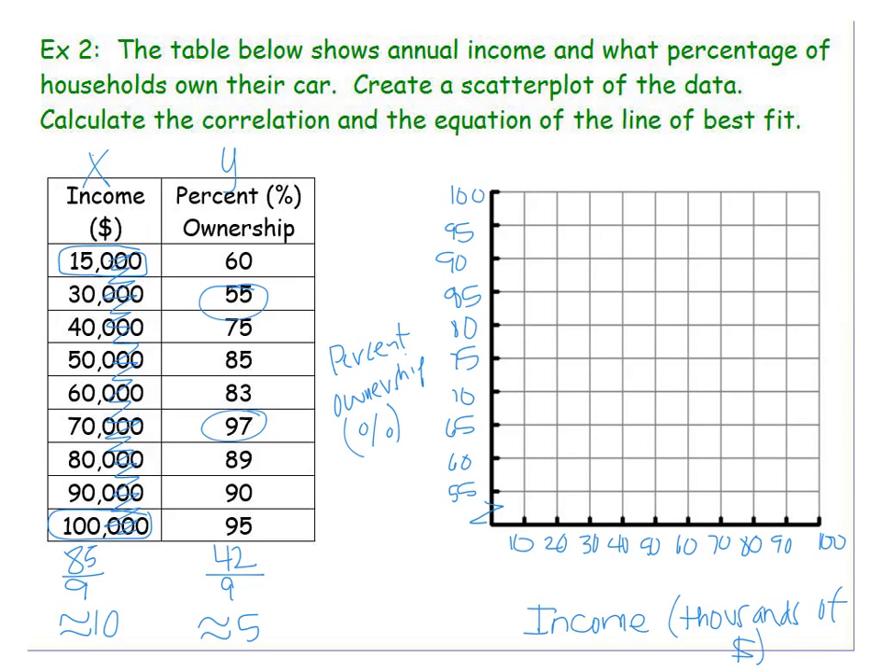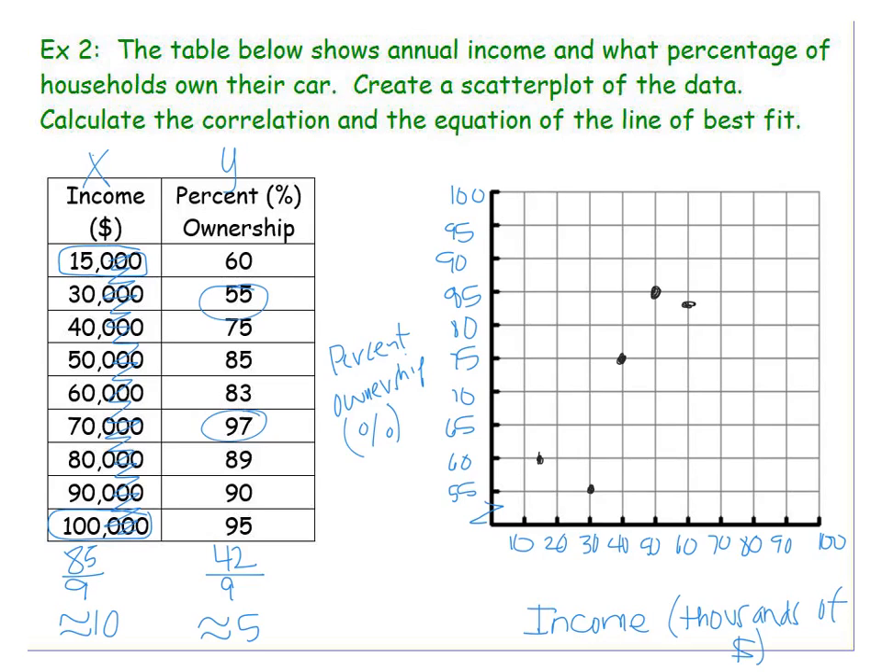All right, and so now I'm ready to graph my dots. So at 15, I'm going to go up to 60, so right in the middle there. At 30, I'm going to go up to 55. At 40, I'm going to go up to 75. At 50, I'm going to go up to 85. At 60, I'm going to go back down to 83.